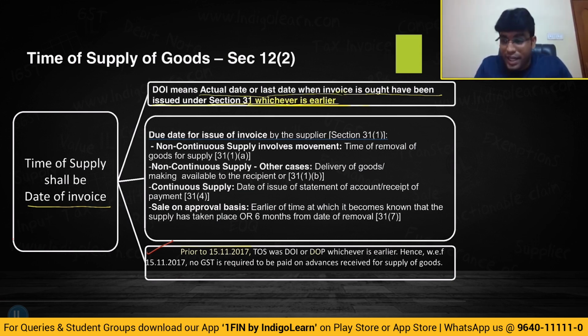Actual date of invoice or last day when the invoice is ought to have been issued under Section 31, whichever is earlier. Now the big question which comes up is, what is the last date when the invoice is ought to have been issued under Section 31? That's what we have to talk about now. That's where I gave the second box below. See the box: due date for issuance of invoice by supplier. Non-continuous supply involving movement: time of removal of goods for supply.